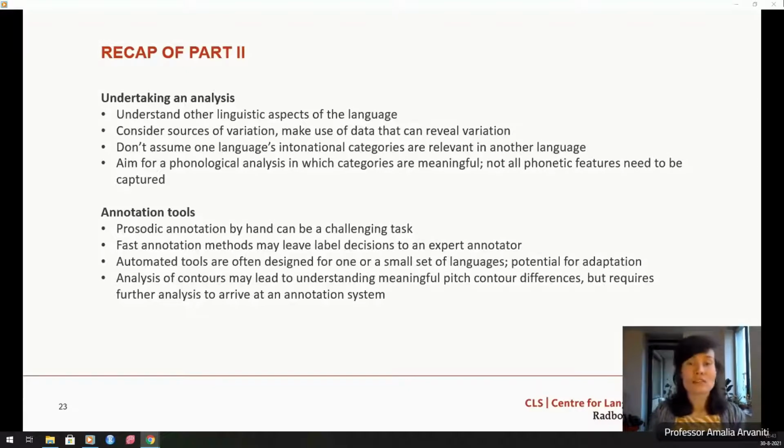Analysis of the phonetics, such as through examining contours as a whole, may lead to the understanding of meaningful differences within different pitch contour shapes, but further analysis may be needed to arrive at a phonological analysis and an annotation system, if that is of interest. This space is developing quickly as a number of languages are investigated internationally, so it's a really exciting area to be working in.